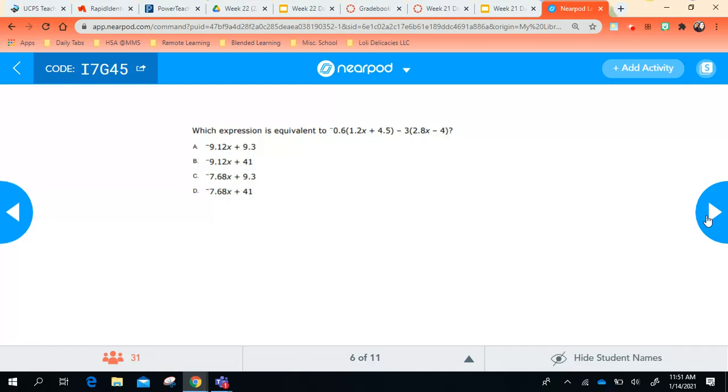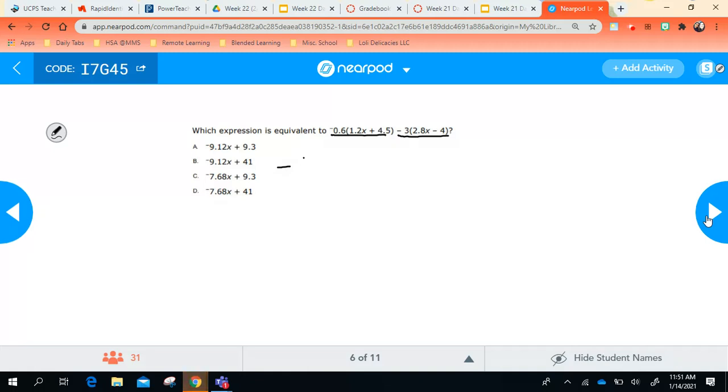Okay, so which expression is equivalent to negative 0.6 parentheses 1.2x plus 4.5 minus 3 parentheses 2.8x minus 4. So when we see that number next to the parentheses, what does that mean we are doing? We're multiplying or distributing. So that is very important for you to remember. So for this particular problem, you're going to be doing it twice. So I'm going to go ahead and show you how that sets up.